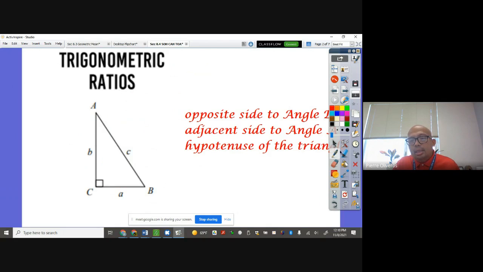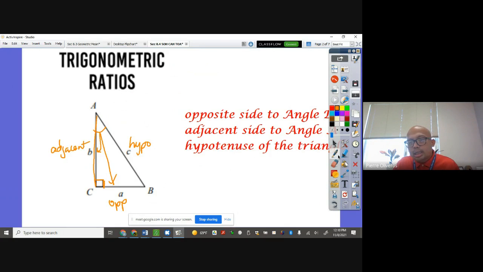Same thing with angle A. The opposite to angle A is side A. This is the opposite. The hypotenuse of the triangle is still C. This is the hypotenuse. So therefore, side B is the one adjacent to angle A. So this is the adjacent.